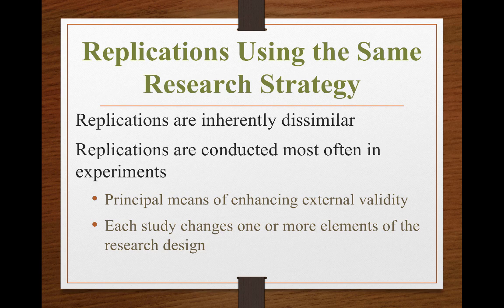And then, of course, each study typically changes one or more elements of the research design, meaning you're going to have different participants typically. You might have a different manipulation of the independent variable, or maybe the timing of the manipulation. And that just means you're going to measure the dependent variable differently. So even though you're using the same methods, it's really not going to be exactly the same, hence inherently dissimilar.